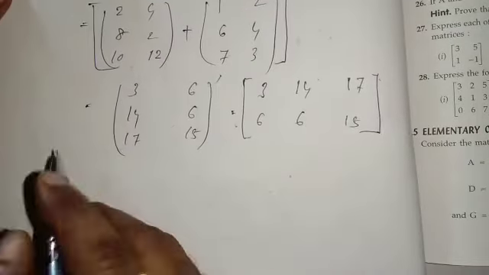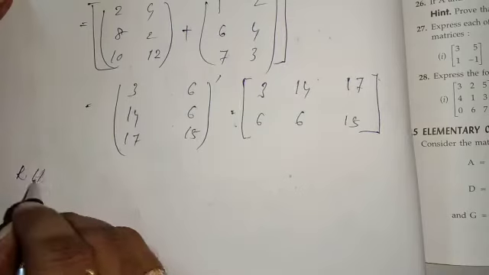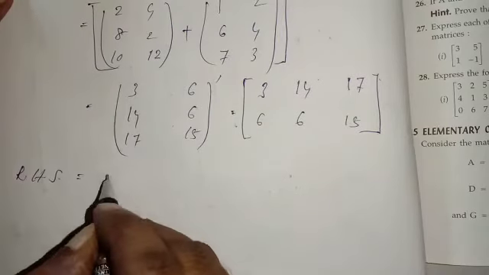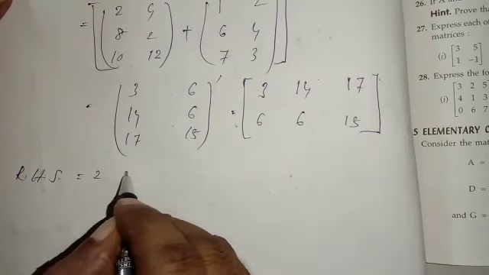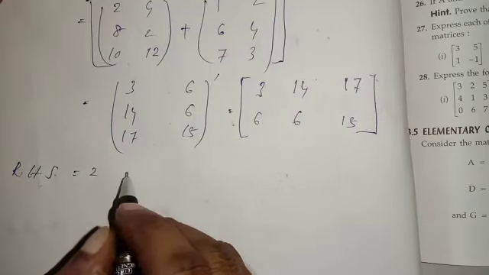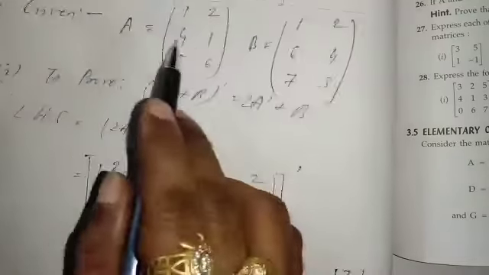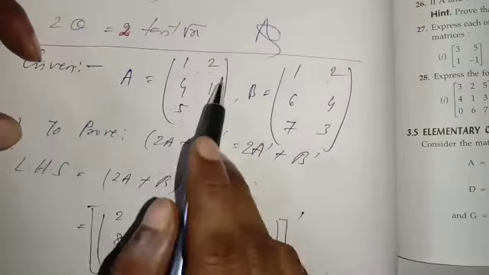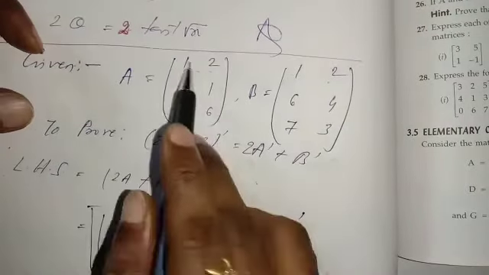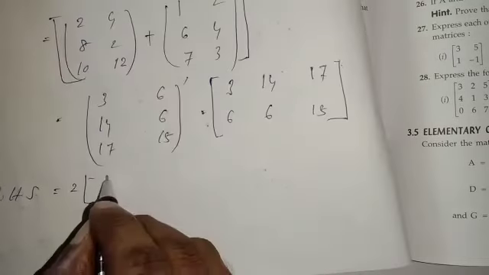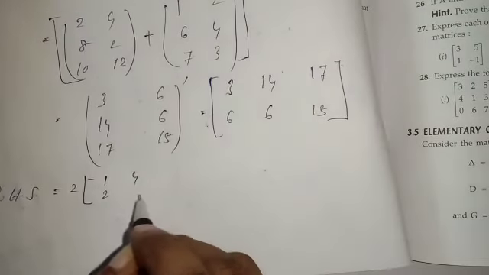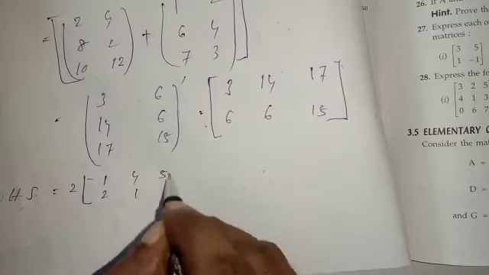After that, you have to find out the right hand side. What is the right hand side? 2A transpose. A transpose means, A is how much? A is this one. Row wise: 1, 2, 4, 1, 5, 6. This will be converted to column, so you have to write it column wise: 1, 2, 4, 1, 5, 6.